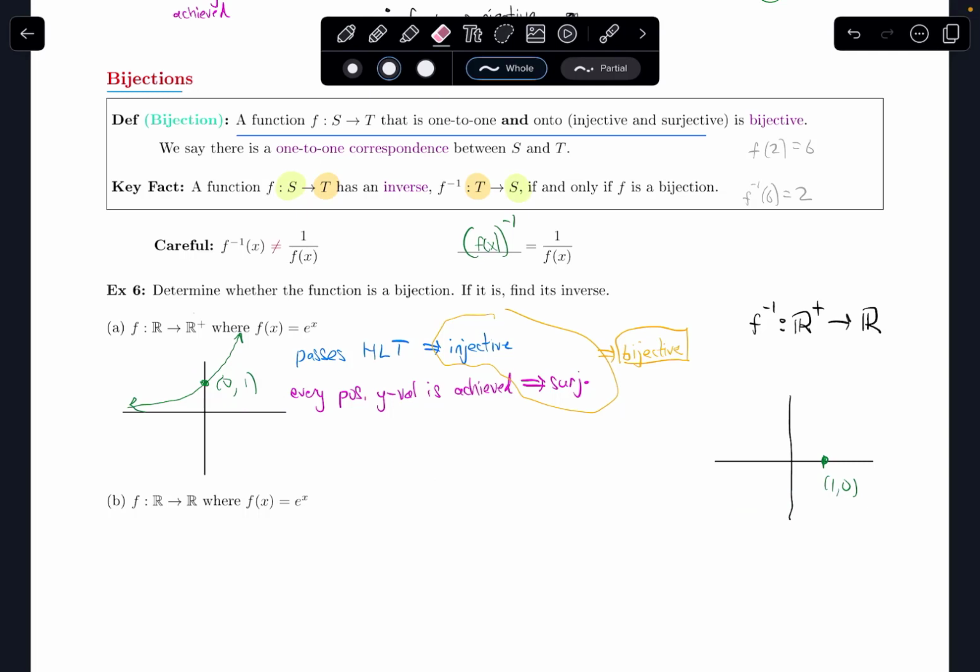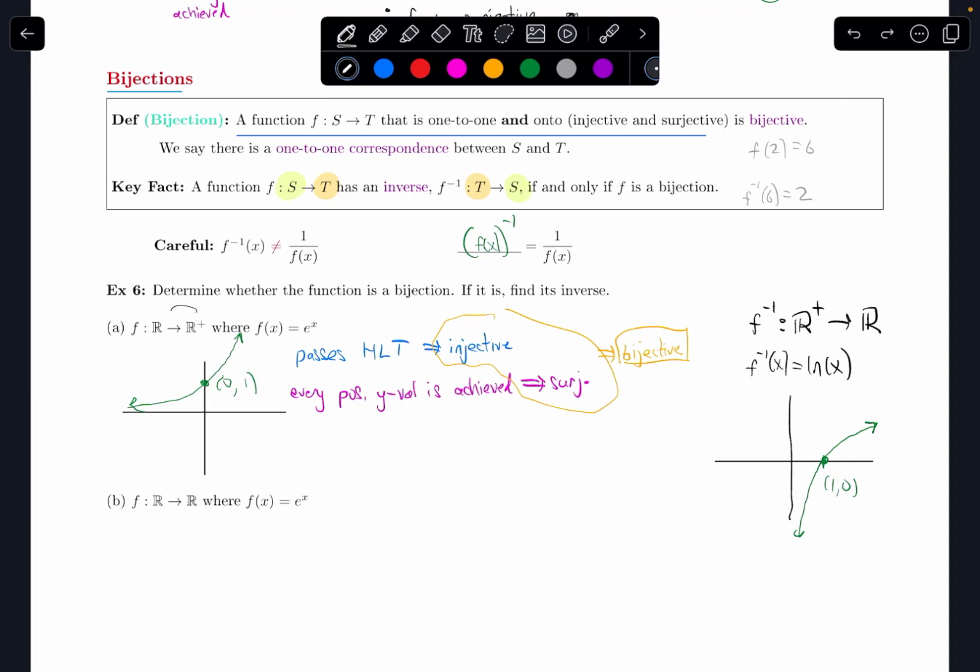If I keep doing that, switching the inputs and outputs for all points, we'll get that it snuggles up next to a vertical asymptote at the y-axis, and then going this way, it looks like this. If this graph looks familiar, that's good, because this is f inverse of x equals ln of x. That's our common formula for the inverse of e to the x. Okay, so nice.